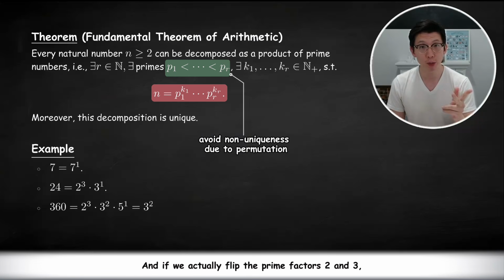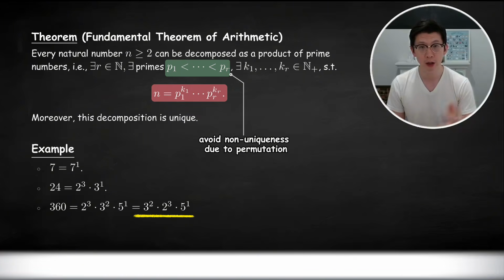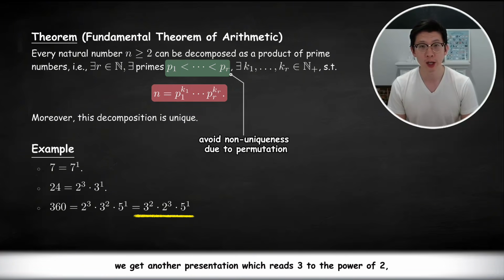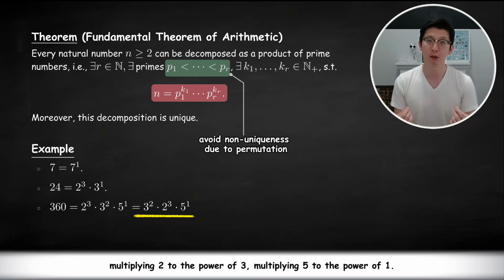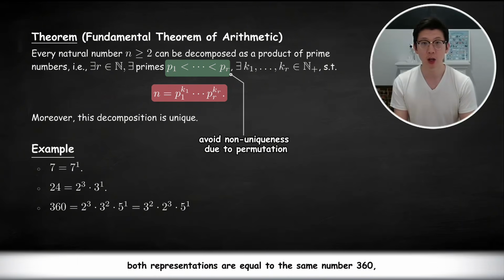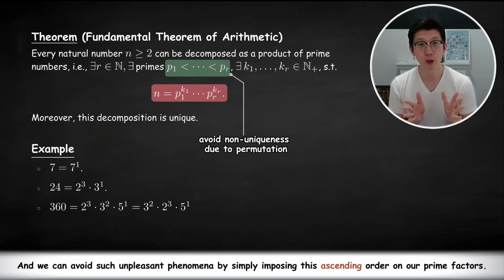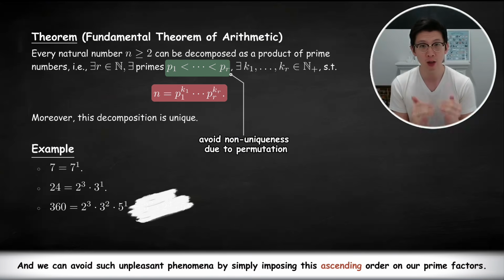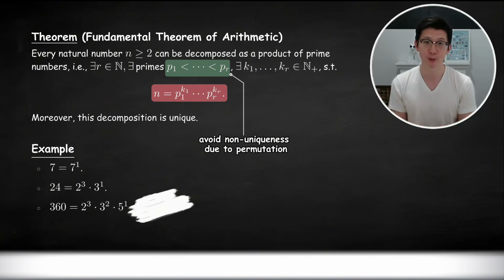And if we flip the prime factors 2 and 3, we get another representation which reads 3 to the power of 2 multiplying 2 to the power of 3 multiplying 5 to the power of 1. Since the multiplication is commutative, both representations are equal to the same number 360, which brings some ambiguity to the uniqueness. And we can avoid such unpleasant phenomena by simply imposing this ascending order on our prime factors.